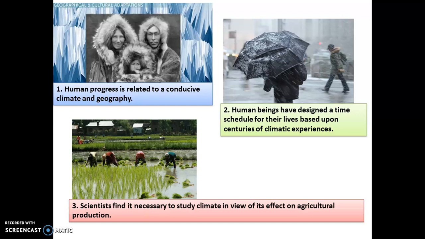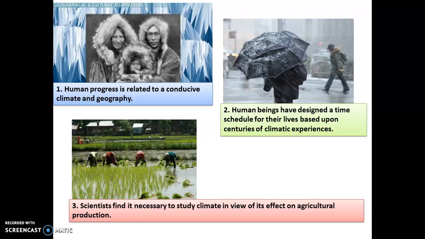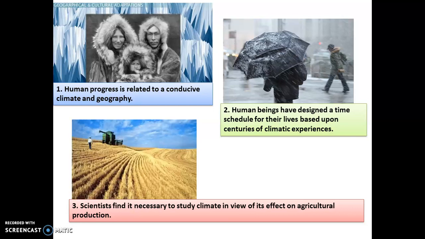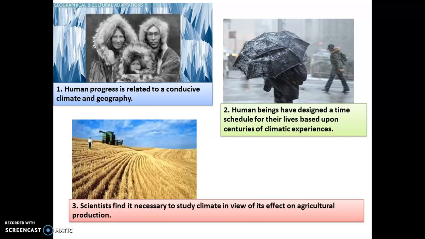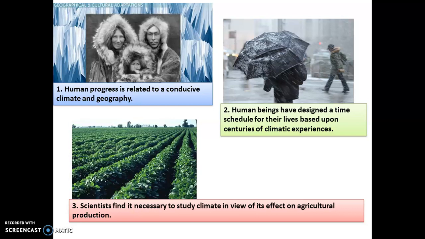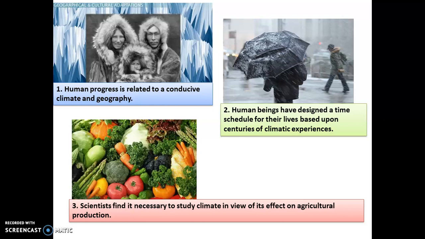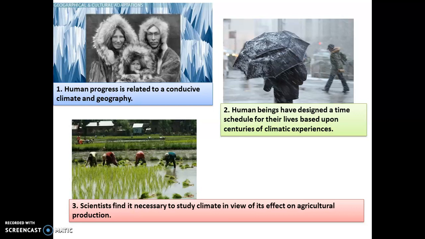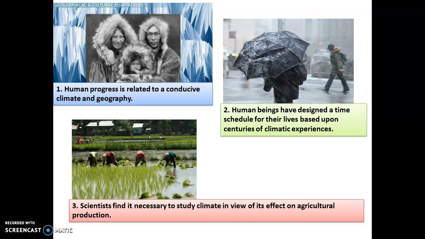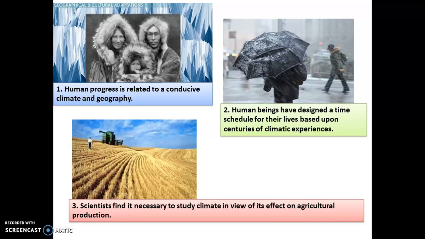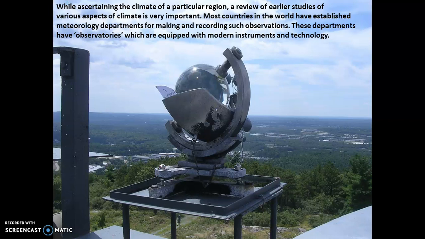Then scientists find it necessary to study the climate in view of its effect on agricultural production. This I also told you: in a country like India, where agriculture is the main occupation, agriculture depends upon weather. Based on that, we take two types of crops that you must have studied in geography, Kharif and Rabi. Based on the climate, we take that kind of crops. So weather plays a very important role.